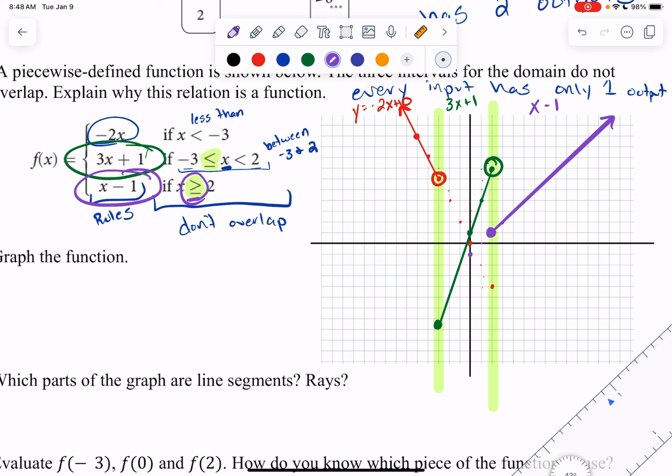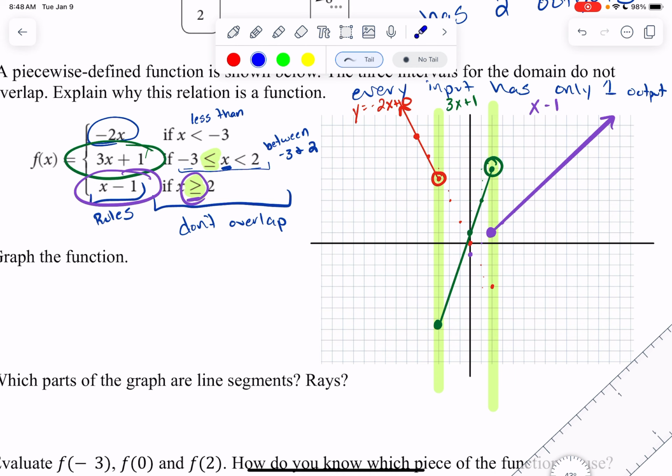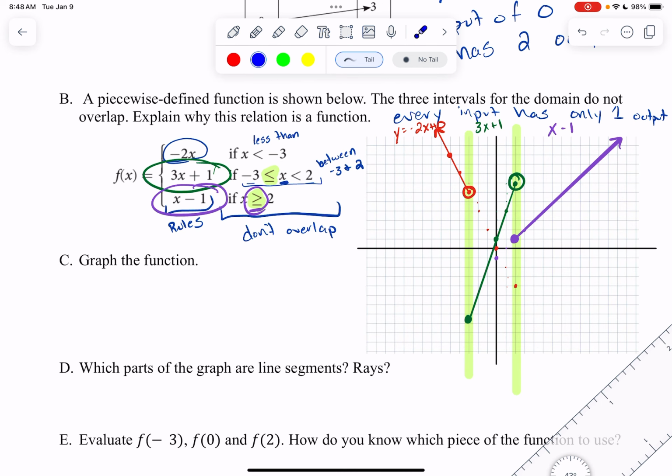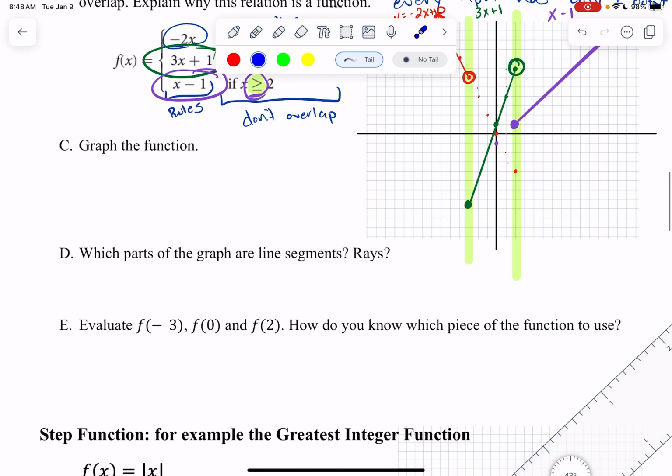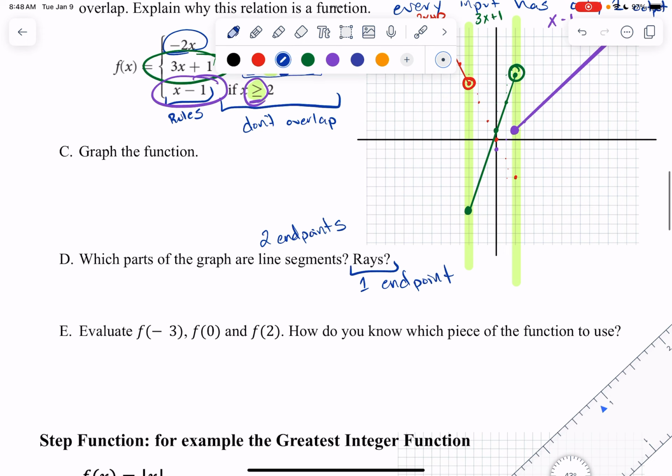So again, this is a piecewise defined function because it's graphed in 3 pieces, right? We've got this red piece, we've got this green, and we've got this purple, but all 3 pieces together make up this function. Okay, so which parts of the graph are line segments? Line segments have 2 endpoints. To be a line segment, you need 2 endpoints, whereas a ray only has 1 endpoint. So which parts of the graph are line segments? The line segment part would be this green bit.